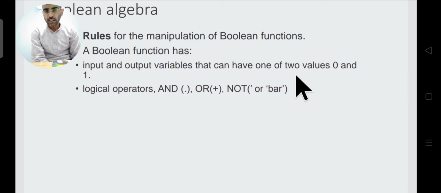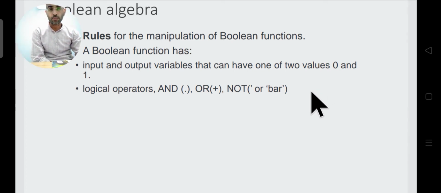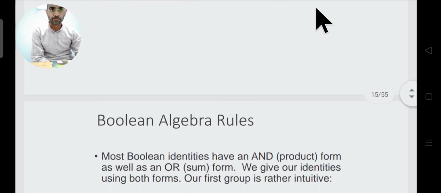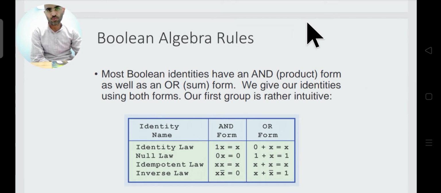Similarly, when you want to perform some manipulation on Boolean expressions, we also have to apply some rules. In this part, we are going to see those rules, and these rules are based on your operators. These operators are, as you know very well, AND, OR and NOT, and the Boolean variables can have only 2 possible values, 0 and 1.